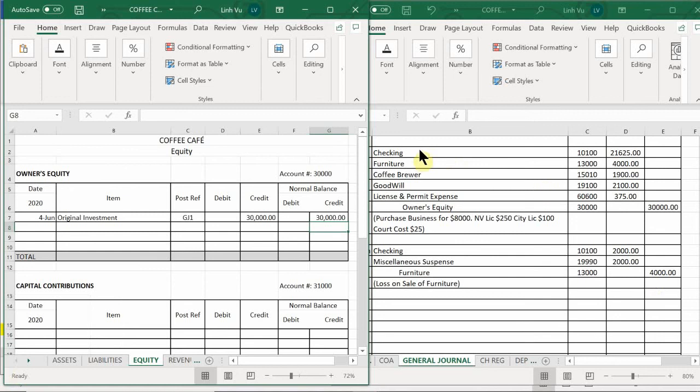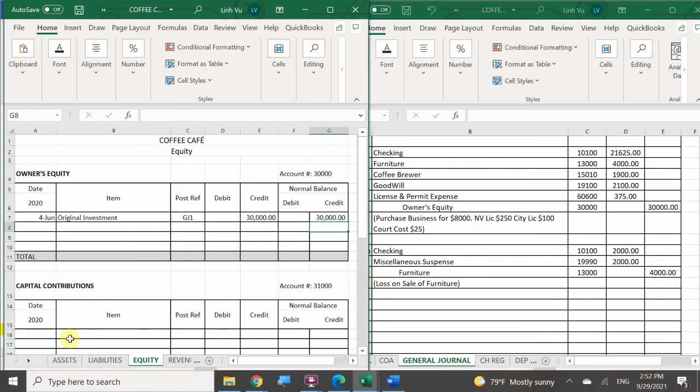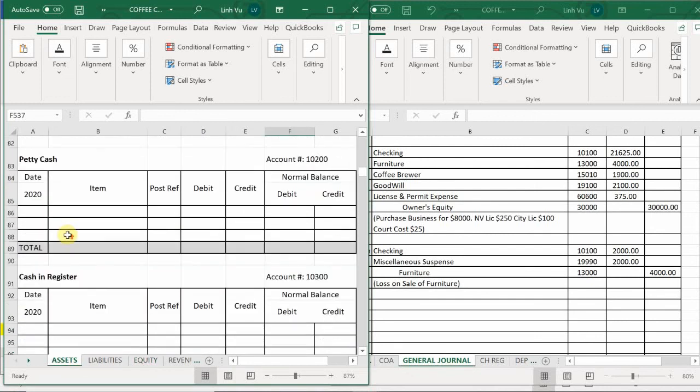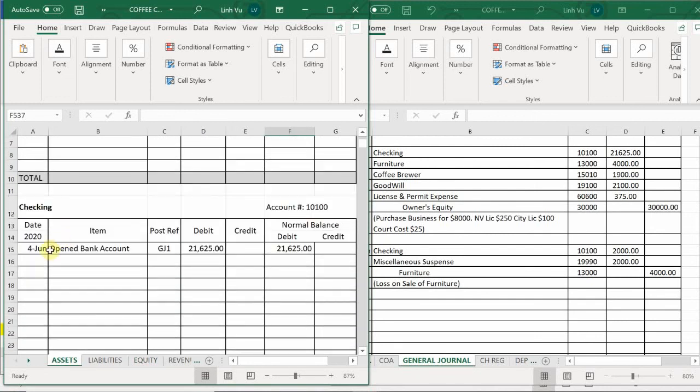So the first one I have here is my checking account, which is under assets, right? So that should be all the way at the top of your page, checking account. Now, today is June 4th, right? And let's see, what did I do here? In this case, you could say we sold furniture, right? We sold furniture. When did this transaction happen? Page one. Okay, in this case, did we gain money or did we lose money?